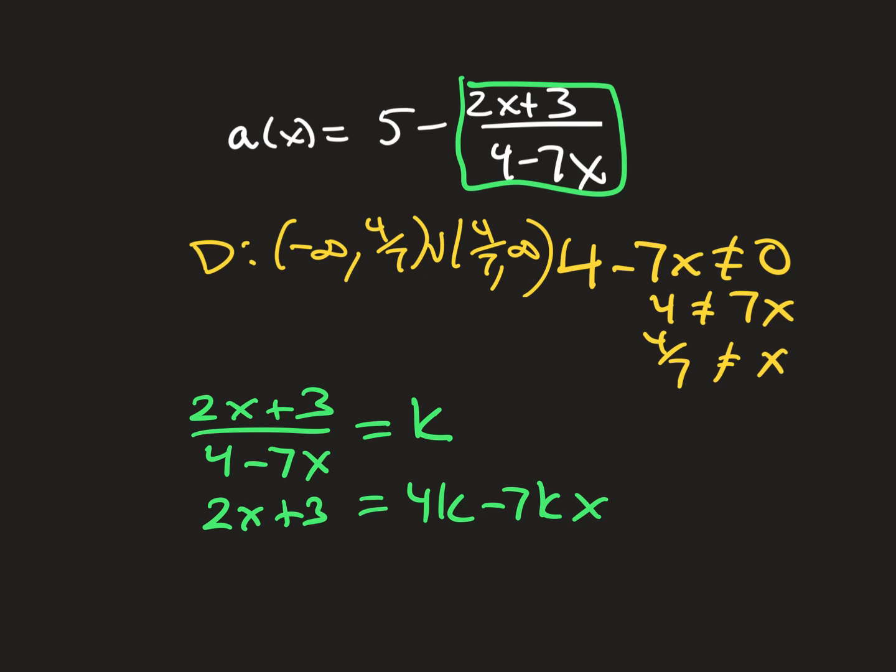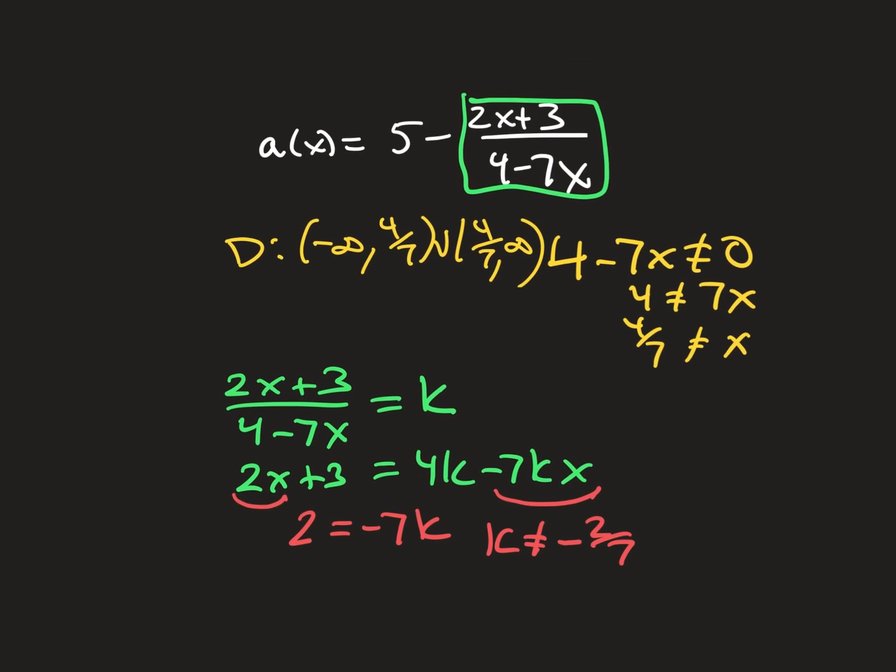And looking at this, remember, the only way we can't solve is if the x's cancel. So that means if this piece and this piece are exactly the same. So what I'm going to do here is see if the coefficients, if 2 is equal to negative 7k, then I've got a problem. So in other words, k cannot be negative 2 sevenths. Okay. So that's what that fraction can't be.